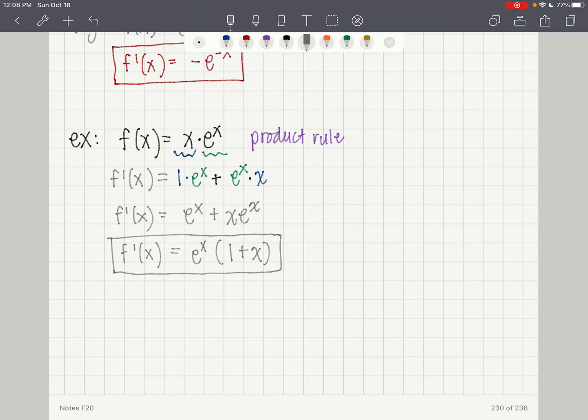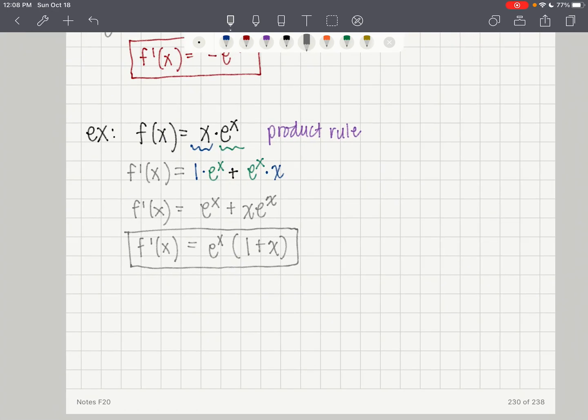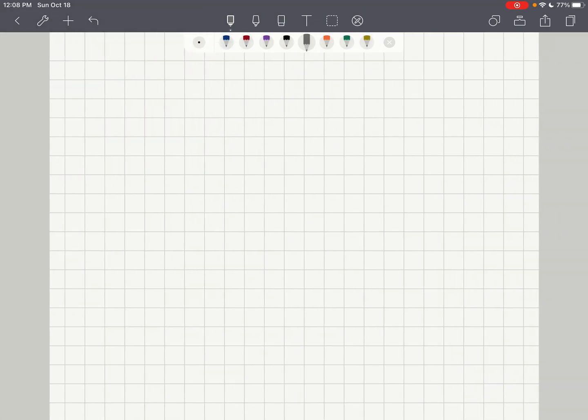Seems easy enough, right? Especially if you're a pro at using your product rule. So here's one for you to try. Add another page. Put try on here. E to the x minus e to the negative x all over 2. So let's see if you can figure out what to do. So I would press pause and see if you can get started on it. And then you can press play and see if you're on the right track.